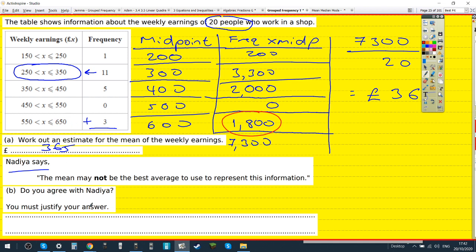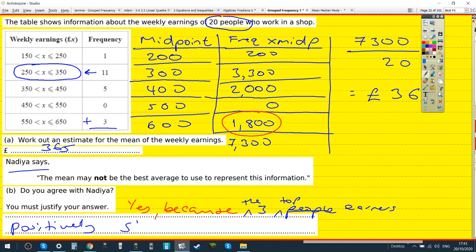And so do you agree? Let's say yes, because three people, the three top earners, skewed the data. We say they positively skewed the data. Something like that.